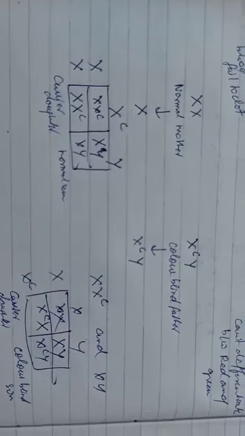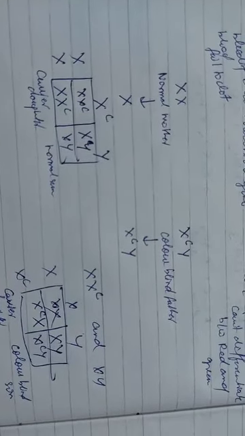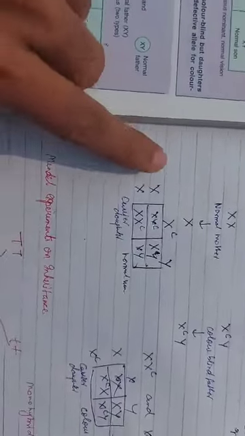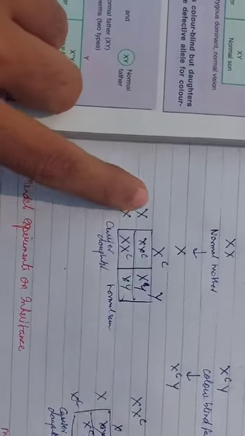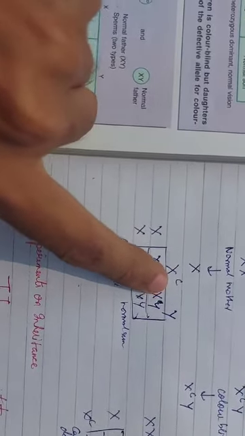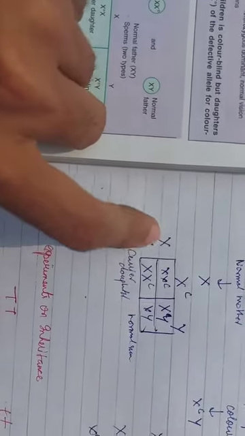Here you can see a normal female with the XX chromosome, and a color blind male. So what is happening? On one side of the Punnett square we are keeping the color blind male individual, and on the other side XX.